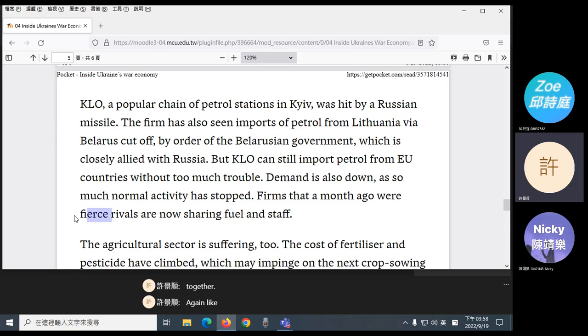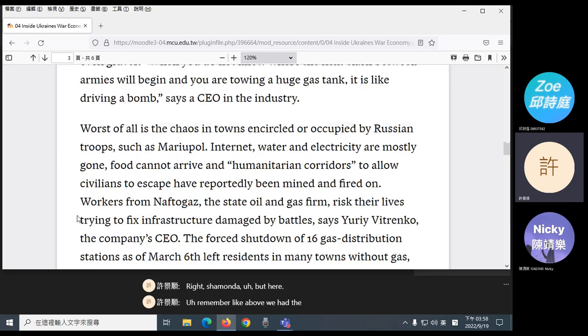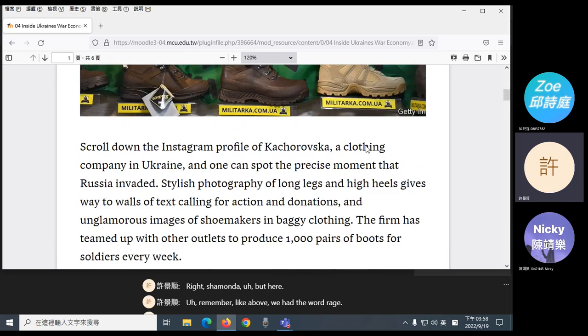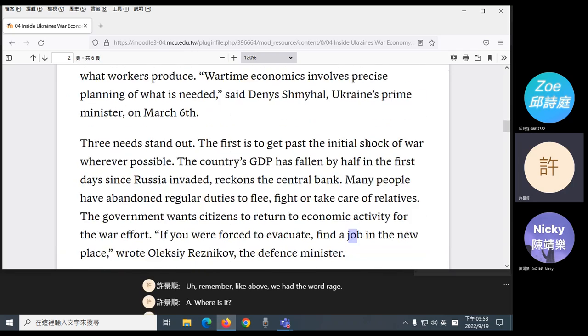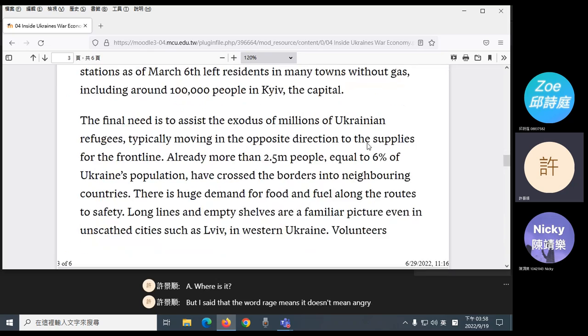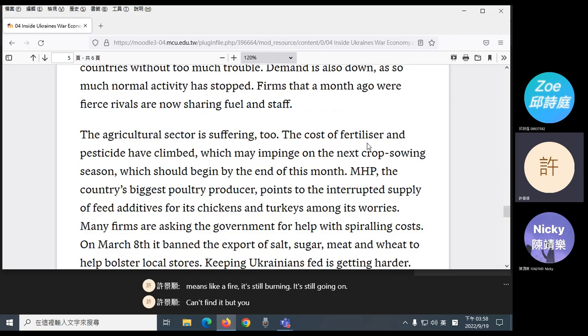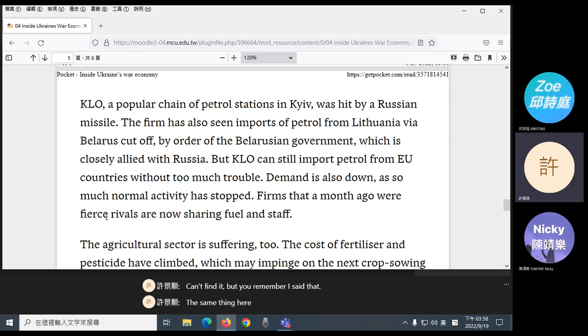Again, like the word fierce, usually the word fierce means like violent, right? 凶猛的. But here, remember like above we had the word rage. Where is it? But I said that the word rage means, it doesn't mean angry, it means like a fire, it's still burning, it's still going on. Can't find it, but you remember I said that. The same thing here. Fierce here does not mean violent, it means intense. There are intense rivals, 强烈的敌对, 竞争对手, I guess.